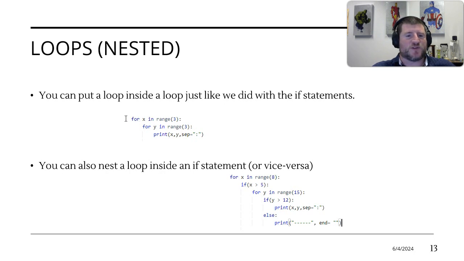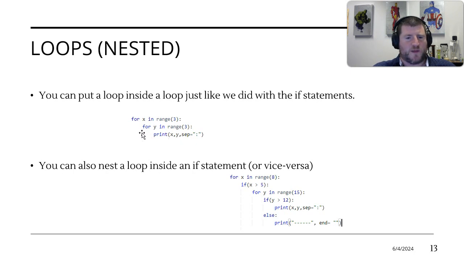Now this is really interesting because remember, we're working on a loop system. So x is going to start at 0. And when x is 0, it's going to jump down, it's going to look at this loop because we're reading from top to bottom. Y is going to start at 0. And then it's going to print x, y. So it's going to print 0, 0.